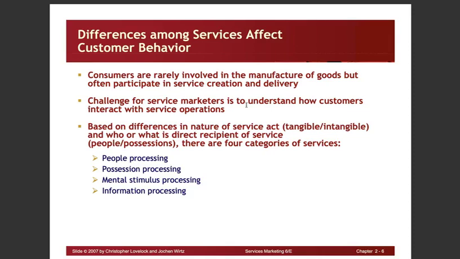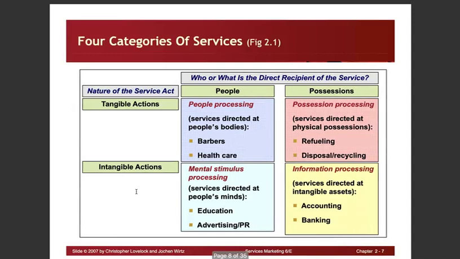Based on differences in the nature of the service act, which can be tangible or intangible, and who or what is the direct recipient of the service, which can be people or possessions, there are four categories of services. Number one is people, number two is possessions, number three is mental stimulus, and number four is information. So there are four quadrants to map the four categories of service. We try to understand them one by one.